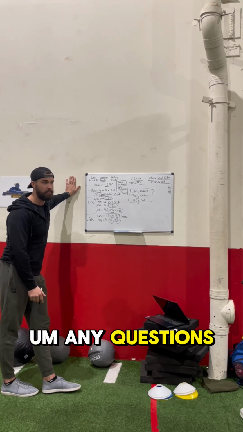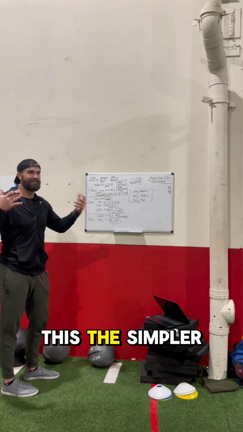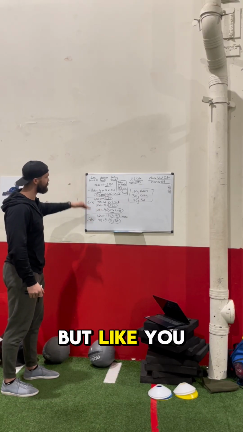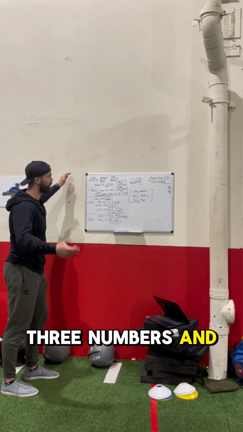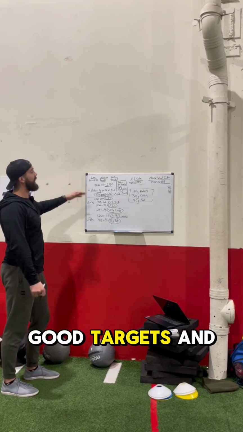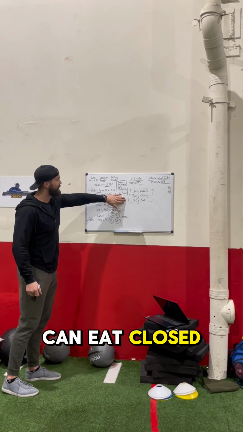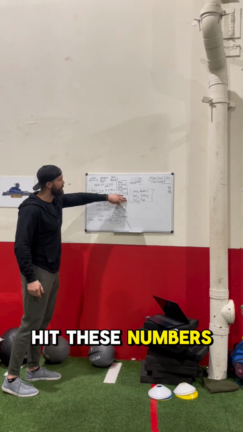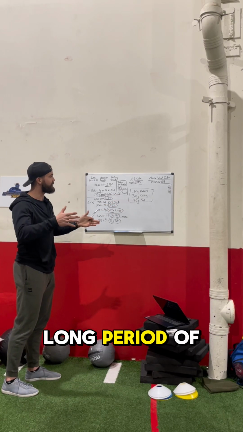Any questions? The simpler you make it, it doesn't have to be crazy. I know that's a fair bit of math, but you really just need to figure out 3 numbers and it gives you good targets. And then if you can eat close to that, like everything else, like training, it's consistency over time. If you can hit these numbers or close to them for a long period of time, and then see what your body does.